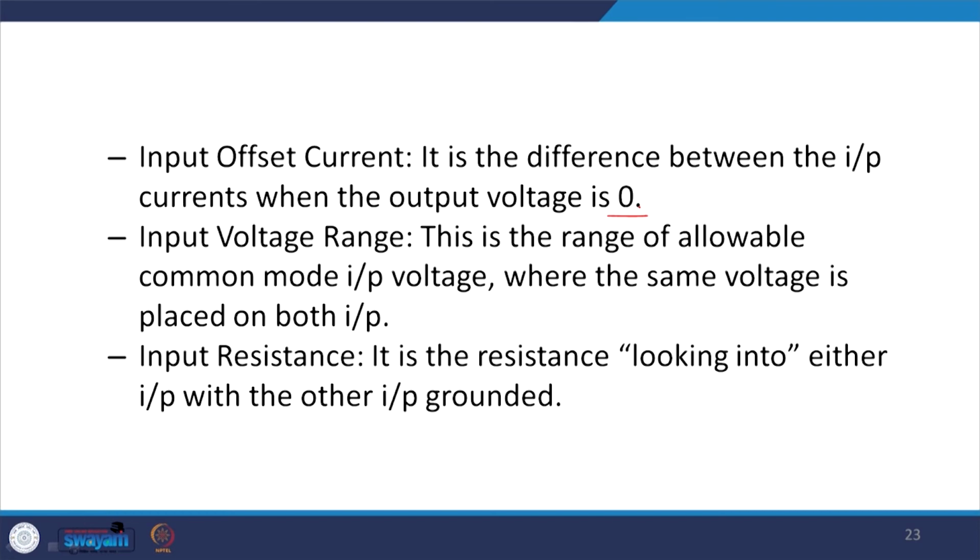Then input voltage range. This is the range of allowable common mode input voltage, where the same voltage is placed on both the inputs. Then input resistance: the resistance looking into either input with the other input being grounded. Now, what are the output parameters? These are the output resistance, output short circuit current, and output voltage swing.